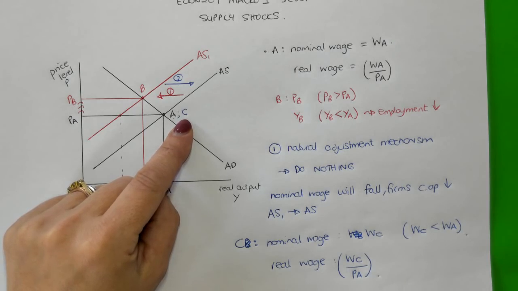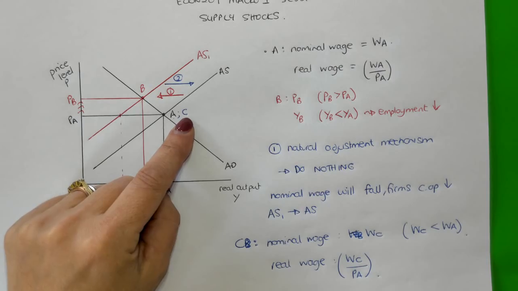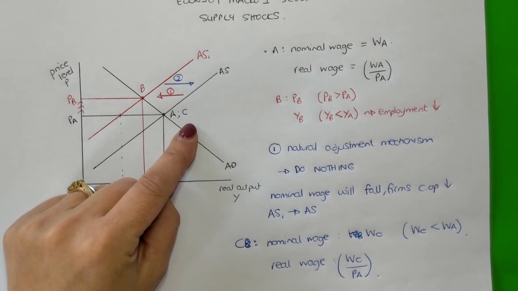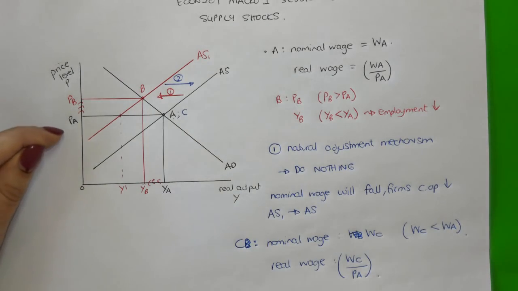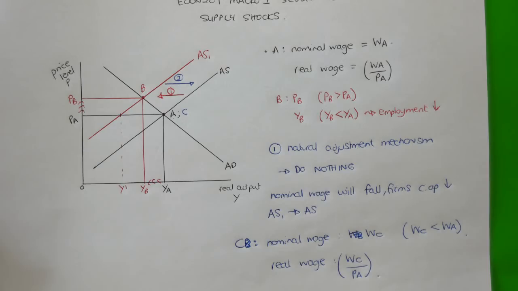This is because in order for the natural adjustment mechanism to take place, the nominal wage had to fall. So at C, the nominal wage is lower than what it was at A, and in addition, the real wage is lower than what it was at A. So even though the natural adjustment mechanism is able to ensure that prices return to their original level and that output and employment return to their original level, there is still a cost to people in the economy because both their nominal wage and therefore their real wage is lower than what it was before the supply shock.